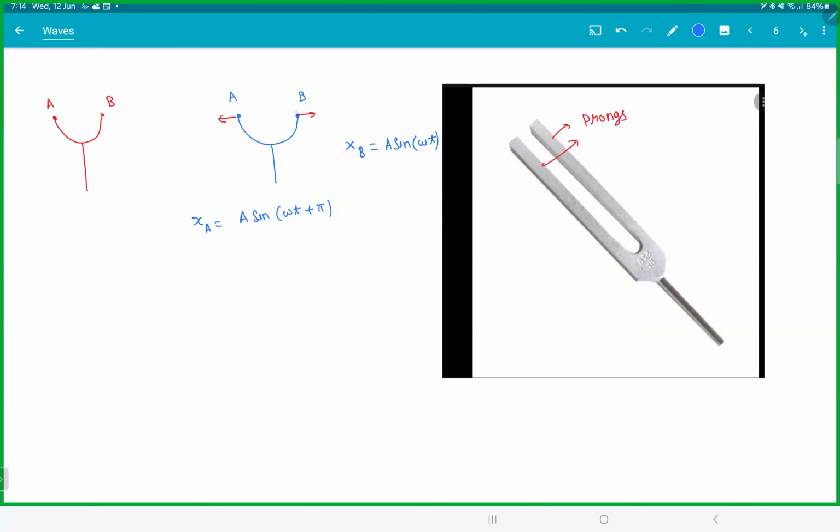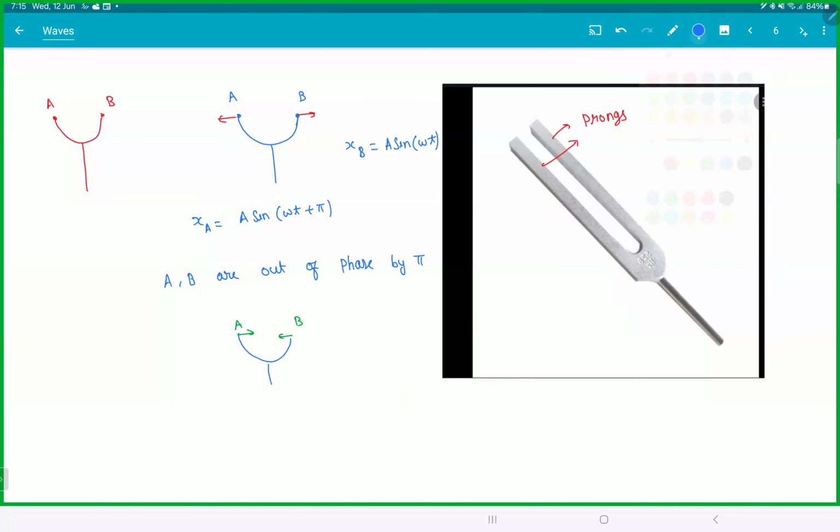This is going from the mean position towards the right, and this is going from the mean position to the left. A and B are out of phase by pi. That means they're going to generate waves on both sides with different phase. We're going to see that later on. The prongs oscillate in SHM out of phase, so they either come inside together or go outside together.